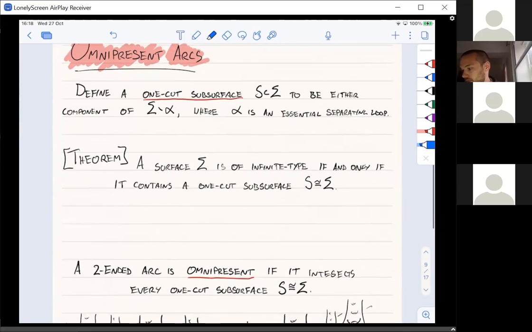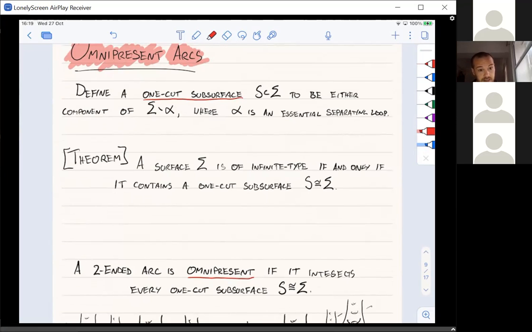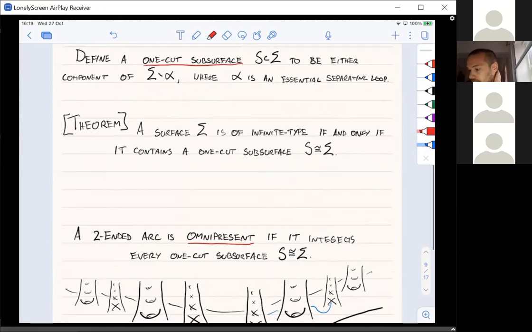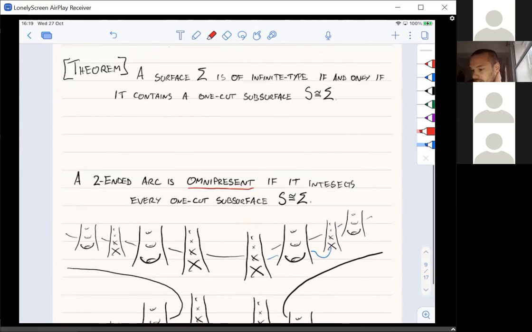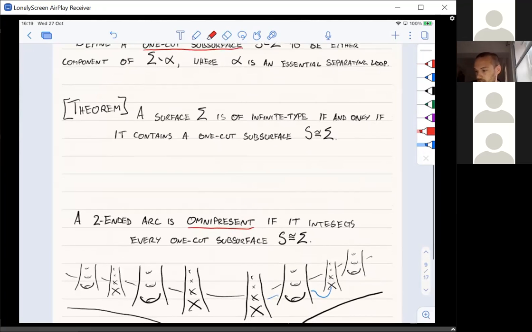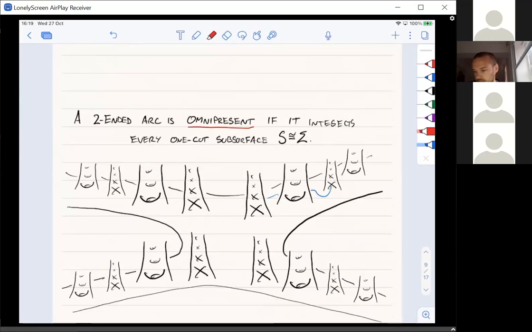One very interesting result is that a surface is of infinite type if and only if it contains a one-cut subsurface which is homeomorphic to the thing we started with. So not only do these homeomorphic subsurfaces always exist, we can always pick them so that the arc is an essential separating loop. And we'll call a two-ended arc omnipresent if it intersects every one of these one-cut subsurfaces.